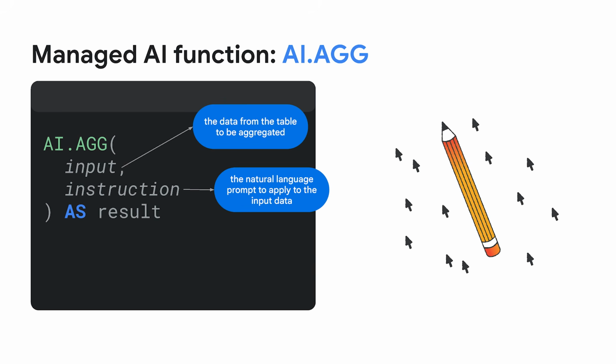Using the AI.AGG function is as simple as asking a question. It only needs two main things to get started. First, your data. This is the data you want the AI to read, like a column of customer reviews, a set of images, or multiple inputs of both text and images. Second, your instruction. This is just a natural language description, telling the AI what to do with that data.